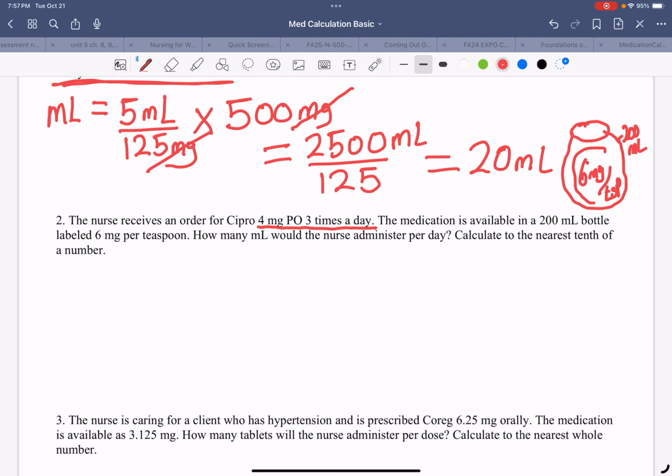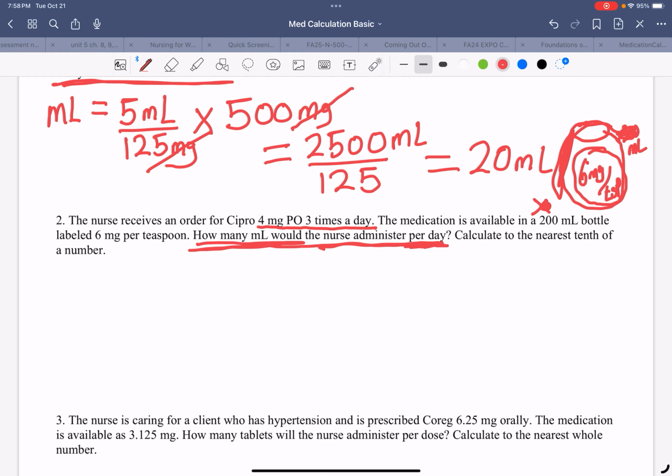So that means we only need to worry about this. No one cares about the container. So that means we are really not going to be using the 200. So this is just our excess information. So now what are we looking for? We are looking for how many milliliter we administer per day. Very, very important information right here.